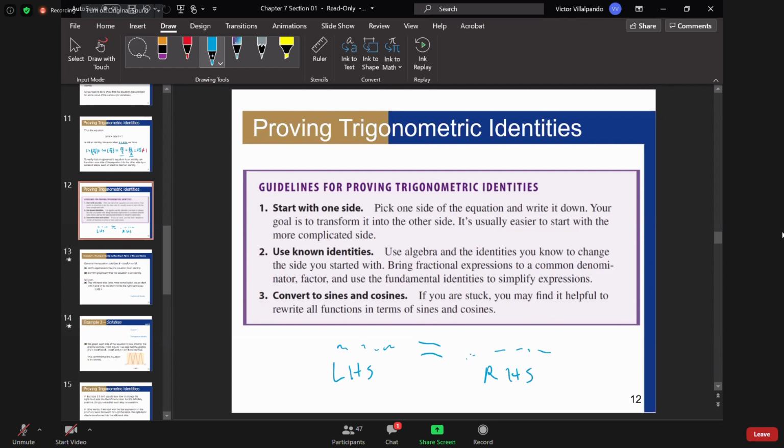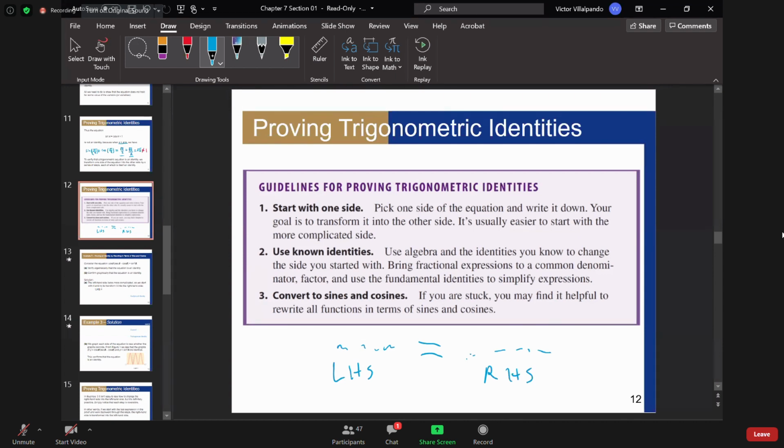Use known identities. Use algebra and the identities you know to change the side you started with. Bring fractional expressions to a common denominator. Factor and use fundamental identities to simplify your expression. Convert to sines and cosines. So that was the first step we did in the first one, and we actually did some algebra and common denominators too. So step three says convert to sines and cosines.